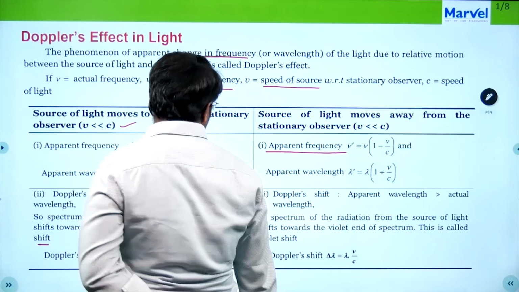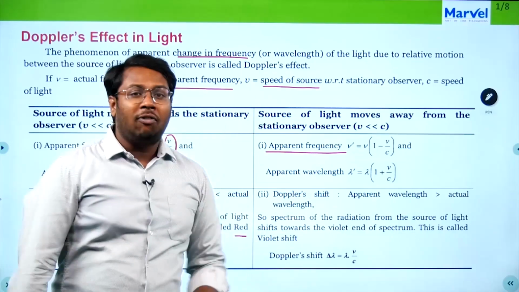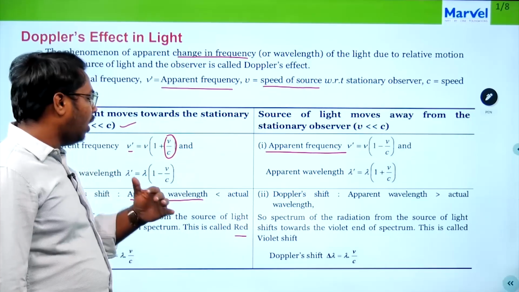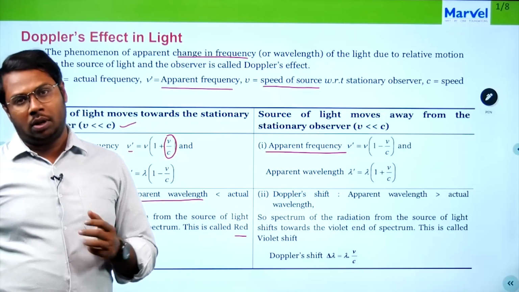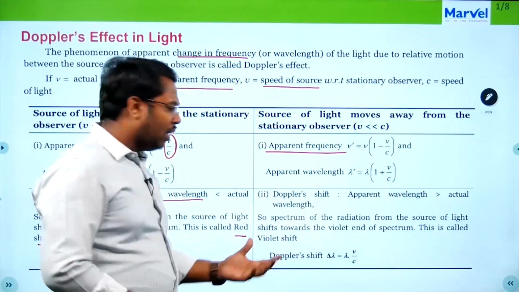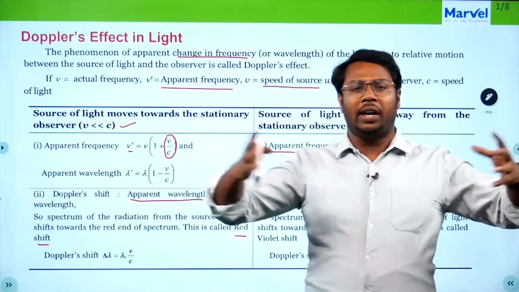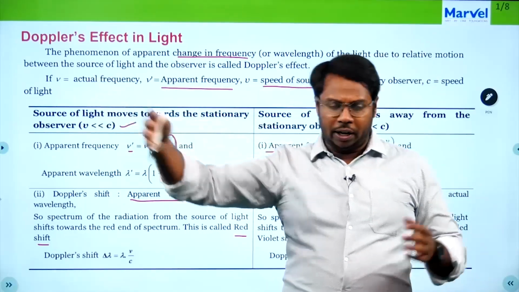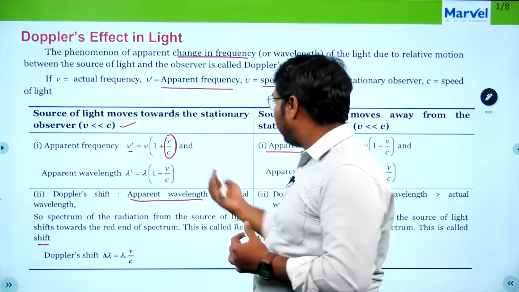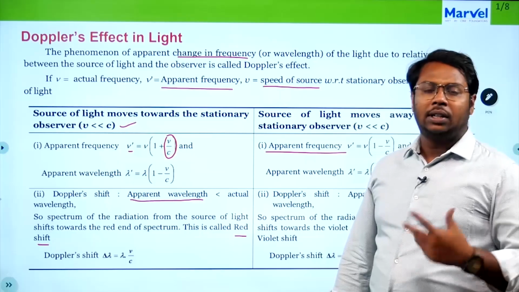Similarly, the other way around, when the source of light is moving away from the observer, the apparent wavelength will be higher than the actual wavelength. So, the spectrum of radiation of the source of light will shift towards the violet end, where it has a different wavelength. If you see, there is a huge variation of wavelength from red to violet. Because of this change in the relative motion of the source from the observer, a huge amount of shift is happening.